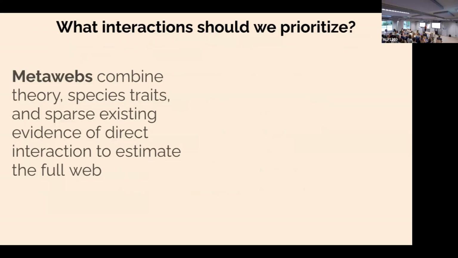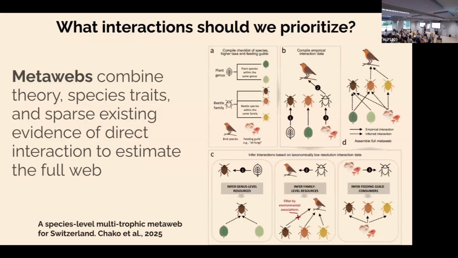But one way of thinking about this is looking at metawebs, basically taking from ecological theory. Metawebs are basically this combination of theory, species traits, and the sparse existing evidence from the databases that we have to try to directly estimate the full web. So I thought this was fun. This came out last year, a species-level multi-trophic metaweb for Switzerland, appropriate for this conference.